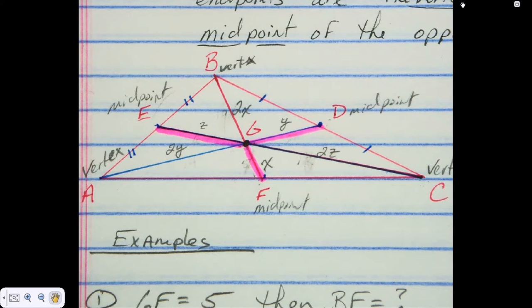Okay. So we said a median always goes from the vertex to the what? Midpoint. What is a midpoint? It's the point in the middle. Point exactly in the middle. So what do I know about the 2 parts created here? Isn't this congruent to that?